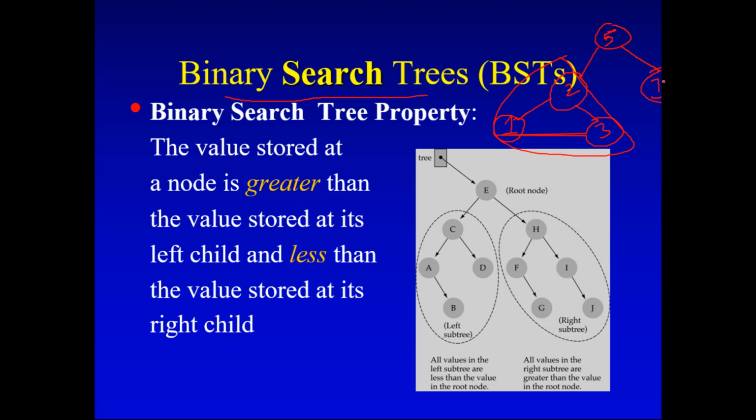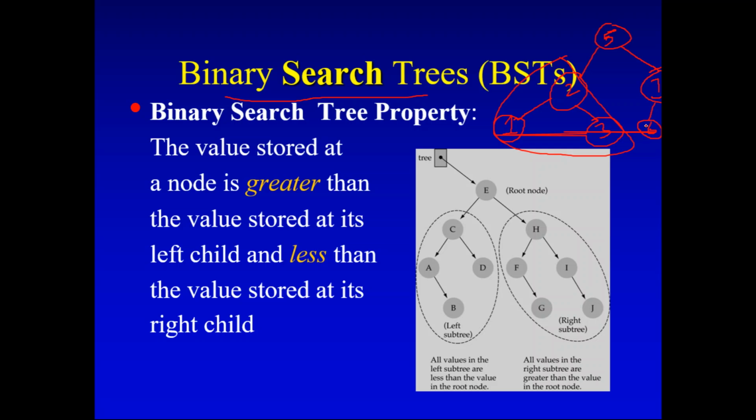This is applicable here also, right? So 7 may have another node, 6, as a left child. But 6 is still greater than 5, so it is on the right side of 5. If you see 6, it is greater than 5, but it is less than 7, so it is on the left side of 7. Such a binary tree is called a binary search tree.